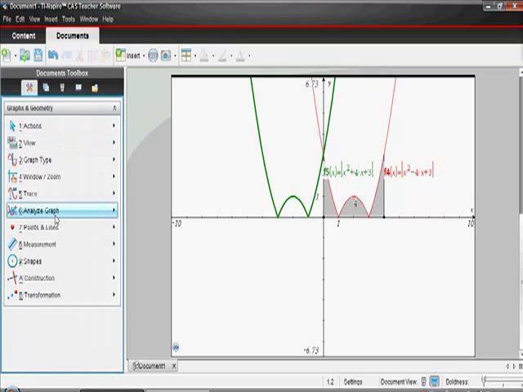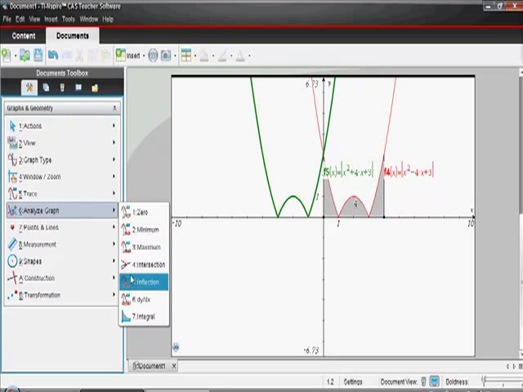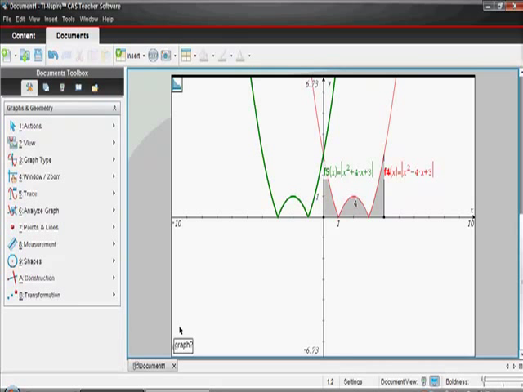So I'm going to analyze the graph again. I'm going to choose integral. Now this time, look at the bottom. It's going to ask me which graph, because I have more than one graph to choose from. I'm going to choose this graph, and then it's going to ask me to bound it. So it's here to here. Are you surprised at all that that's what happened?